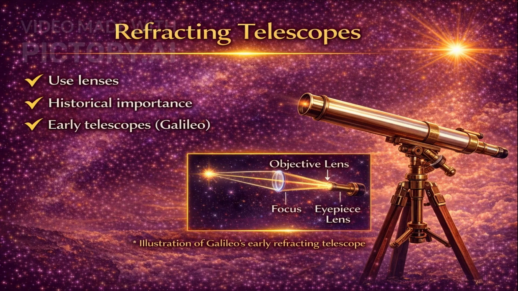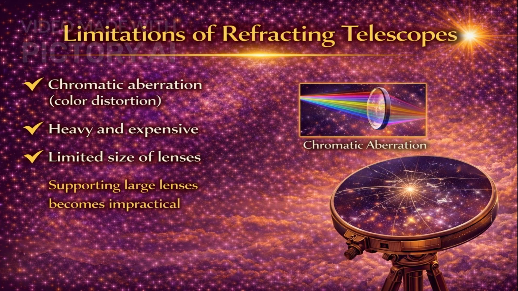Refracting telescopes use lenses to focus light, playing a significant role in the history of astronomy. Early telescopes, like those used by Galileo, paved the way for modern discoveries. Refracting telescopes face challenges such as chromatic aberration, heavy and expensive construction, and impracticality in supporting large lenses.